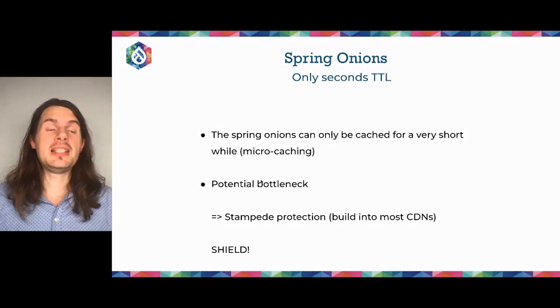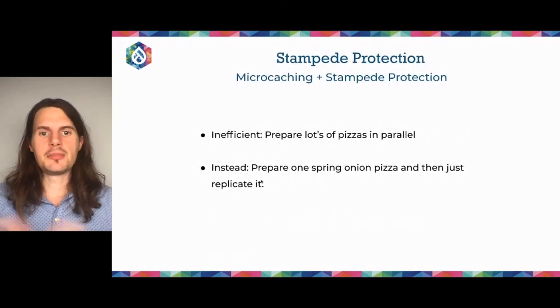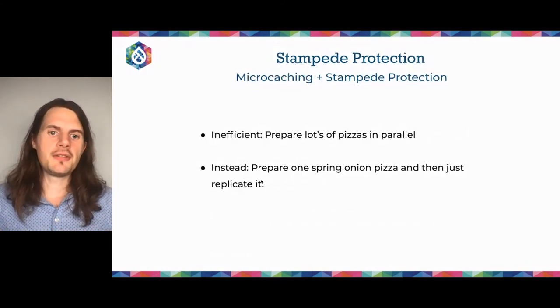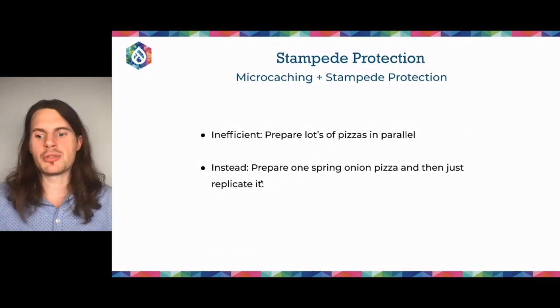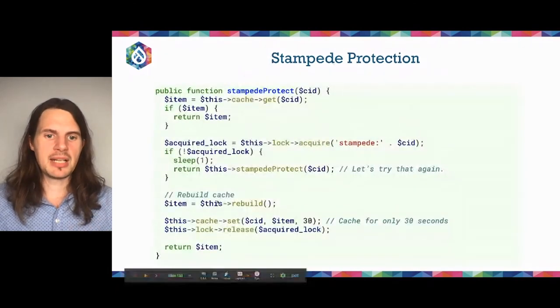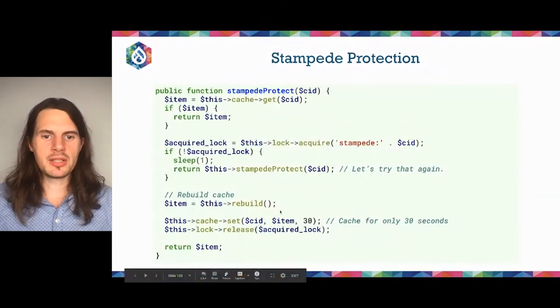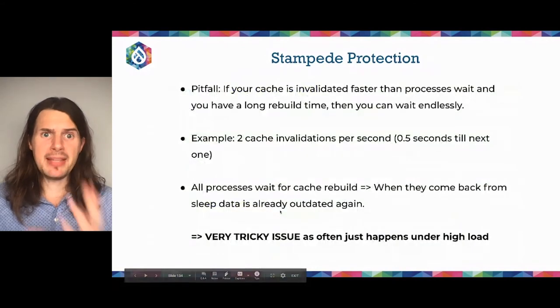So please, please, please don't forget about micro caching, because it's so inefficient to prepare lots of pizzas in parallel. Even if we can cache it only for a very short time, prepare just one spring onion pizza, then replicate it, and then prepare the next one. So that's really important. Here's how stampede protection works in general. This is just an example of how it works. But there's a pitfall.